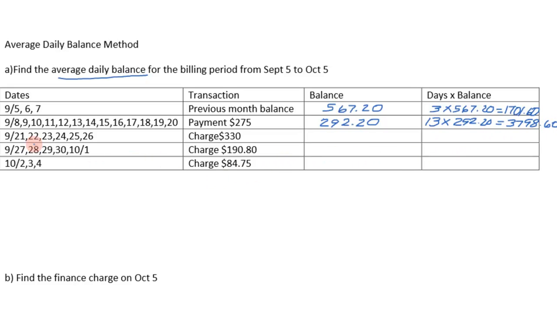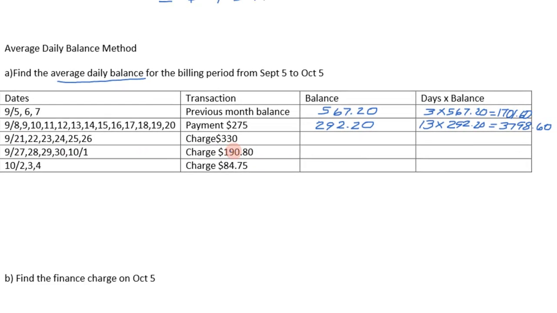Okay. So then on the 21st, there was a charge made of $330. You're going to add the $330 to the $292.20, and now your daily balance is $622.20. Okay, so your credit card balance is up by $330. And how many days did you have that balance? Well, you had that balance from the 21st to the 26th, because on the 27th you charged again. So that's 6 days, right?